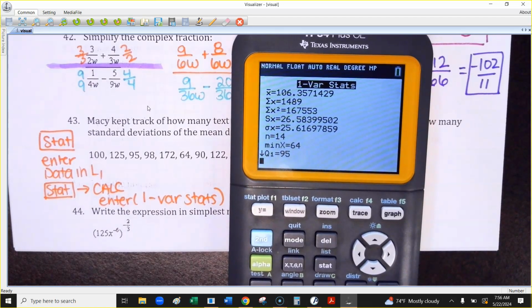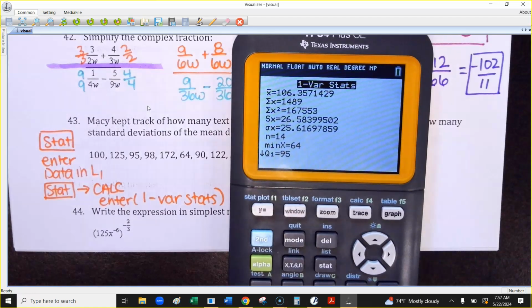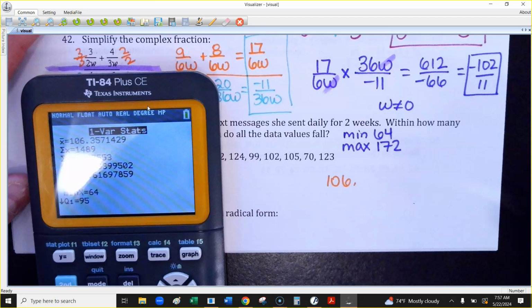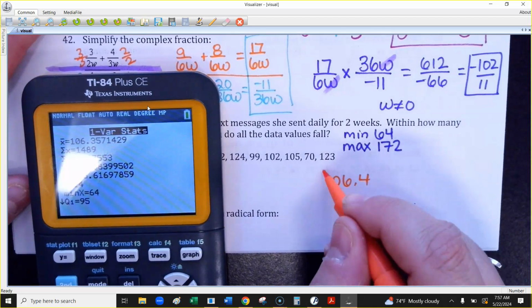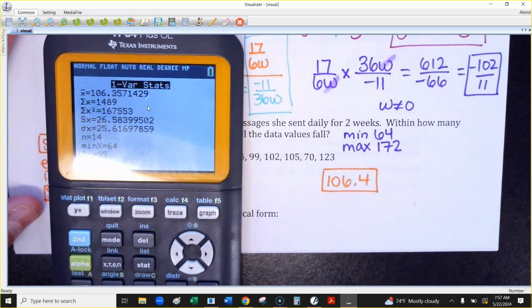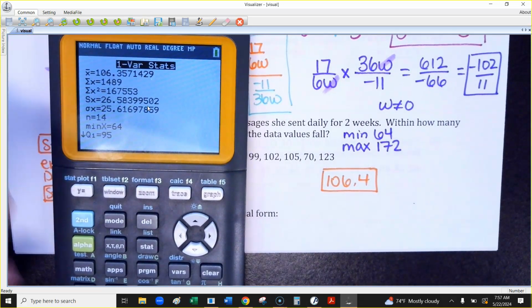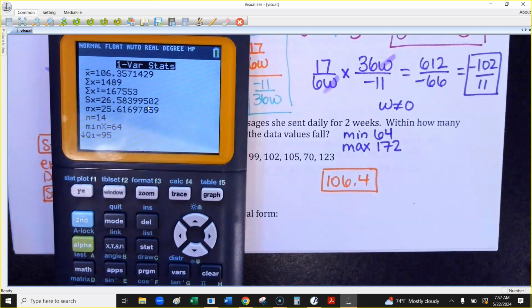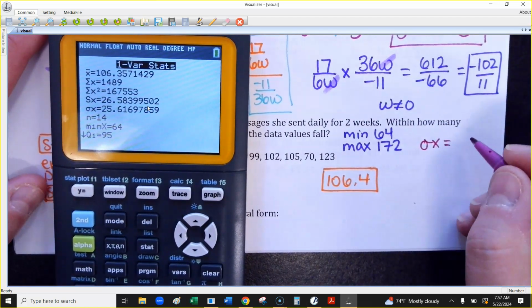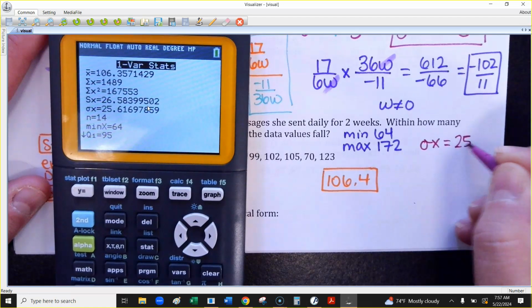Okay, now you need two things here for the question. We need the mean, which is not the greatest number in the world. So I'm going to put 106.4. And you need your standard deviation from here. So remember, the standard deviation is going to be the little sigma x, which for this question, I'm just going to do to the nearest tenth. So I'm going to do 25.6.